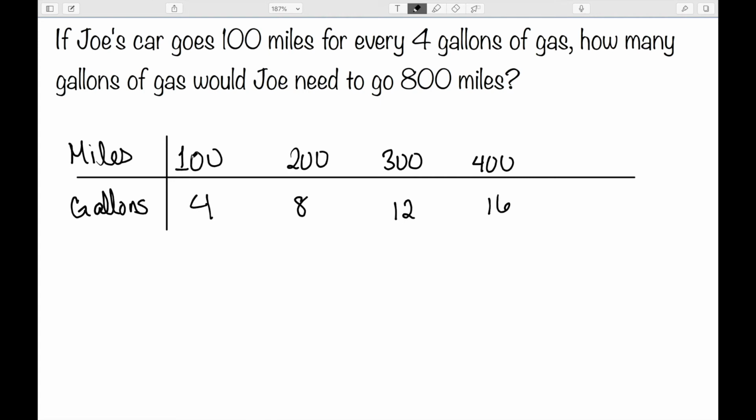So if we look at the table, we have 100 miles for every 4. So 200 is 8 gallons, 300 is 12, 400 is 16. And then, like I said, we can assume that we need 2 groups of 400. So we would double our number of gallons as well to get a total of 32 gallons of gasoline for 800 miles. And we could do something similar with our double number line. We could make our tick marks up through 400 and 16 and then double it to get 32.